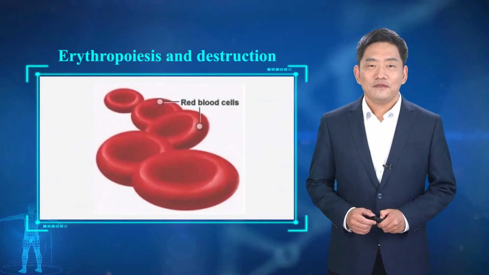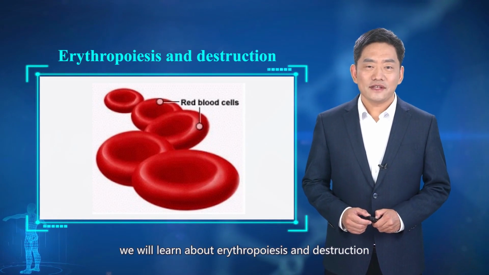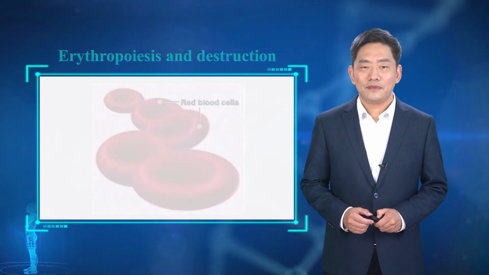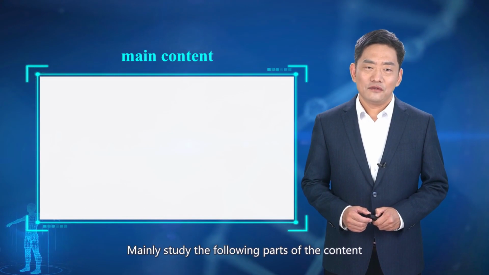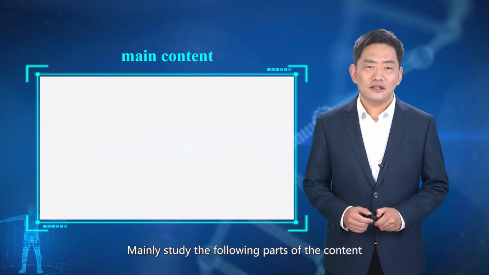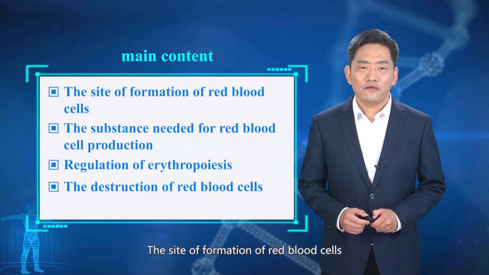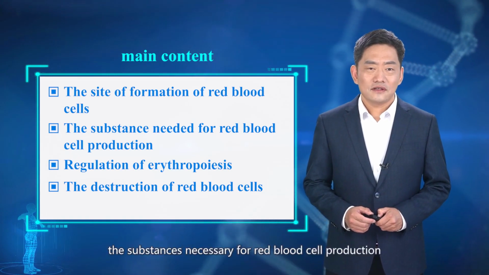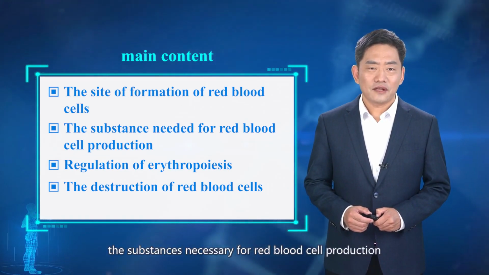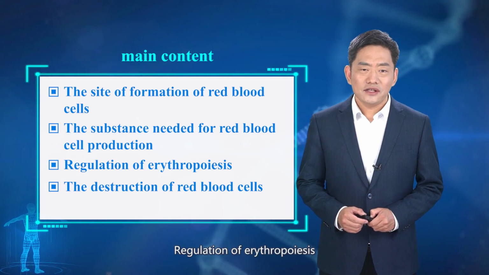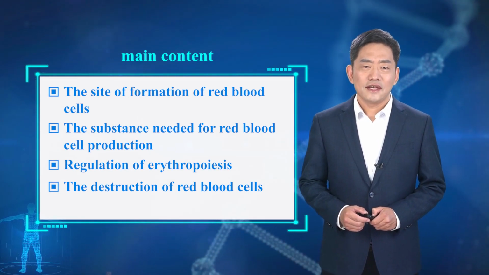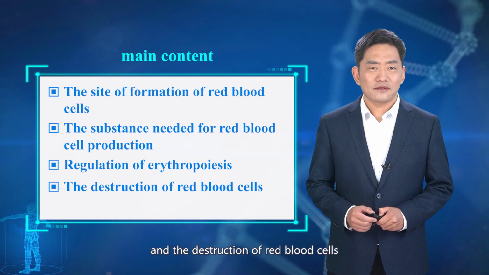In this lesson, we will learn about erythropoiesis and destruction. Mainly study the following parts of content: the site of formation of red blood cells, the substances necessary for red blood cell production, regulation of erythropoiesis, and the destruction of red blood cells.